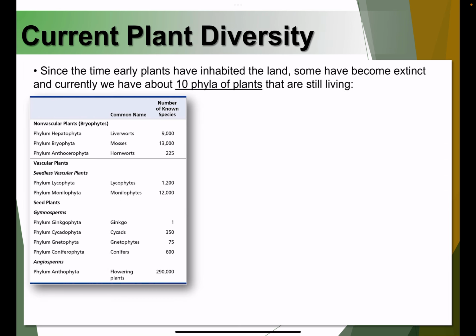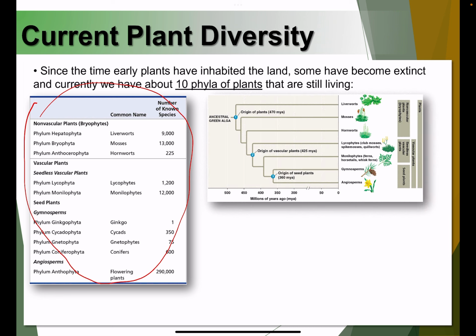Since the time early plants inhabited the land, some have become extinct, and currently we have just about 10 phyla of plants that are still living. What is a phylum? If you forgot, it was from the last chapter when we talked about the lineage system of classification, where we talked about domain, kingdom, etc. And there was a classification called phylum. So there are actually 10 phyla of these plants that are still living today. Here's the table that gives you those 10 phyla. We'll be talking more about them in this chapter and the next.